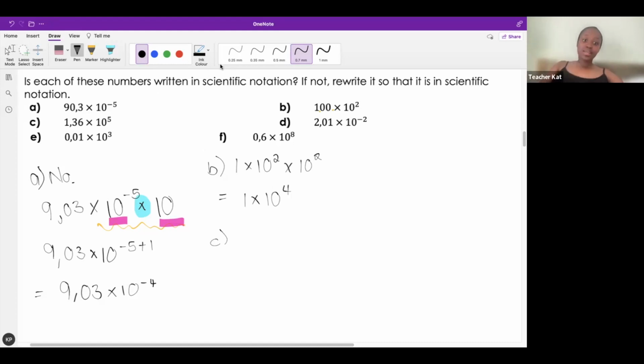Is number C in scientific notation? Yes, it is. So there's nothing we can do about it, okay? I'm just going to write yes. Number D. Is number D in scientific notation? Yes, it is. Number E.